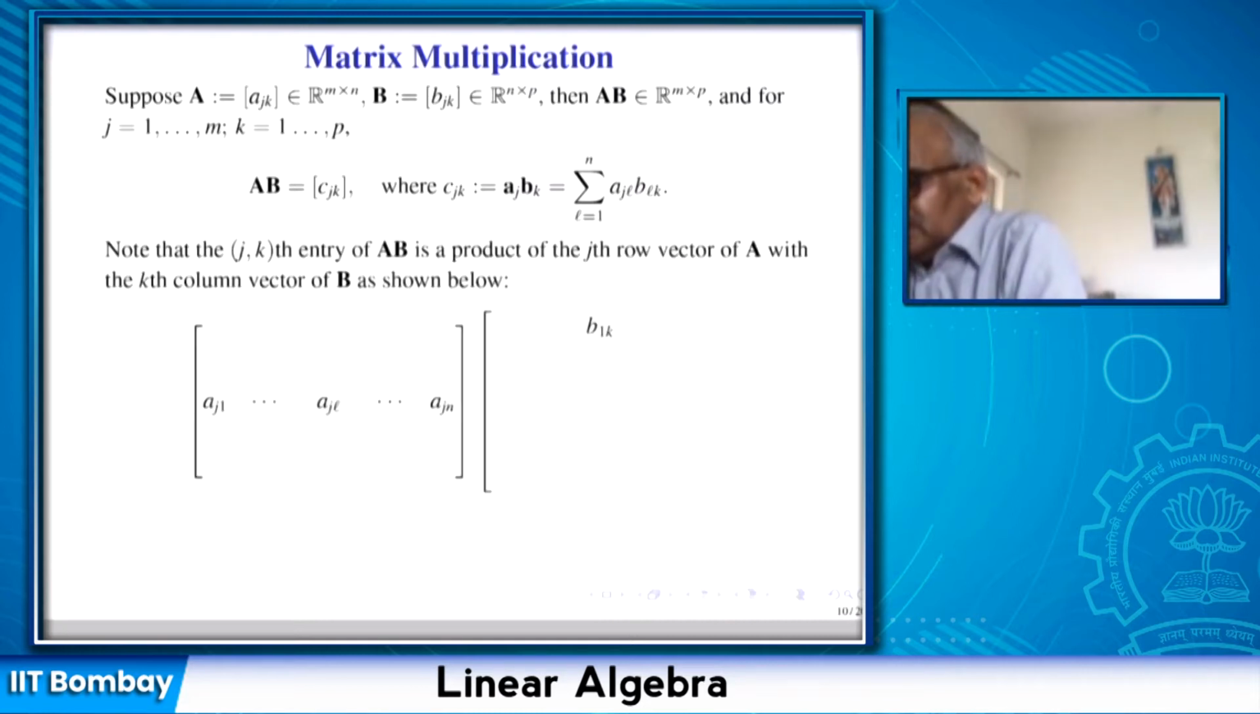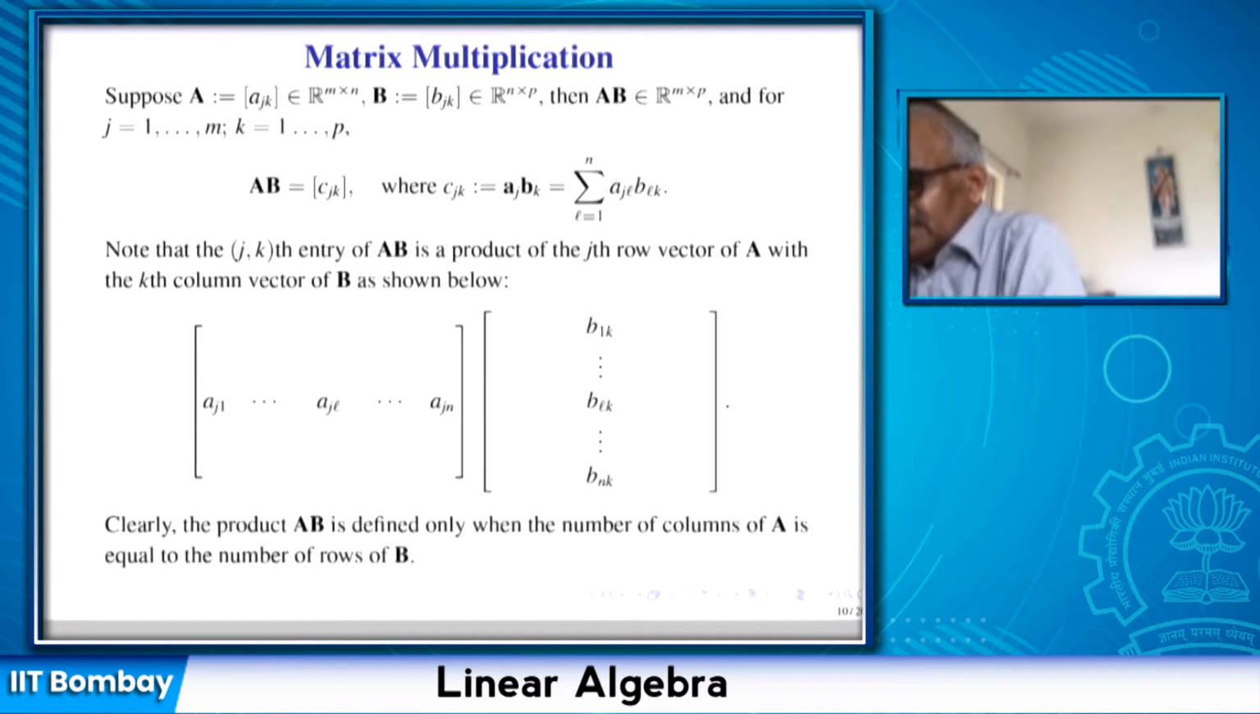So this is, in terms of notation, what I just said. Display the jth row Aj1, ..., Ajl, ..., Ajn of A. Display the kth column. Take the dot product, that is Aj1 B1k plus Aj2 B2k, etc., and add them. Then you get the jkth entry, which we write as Cjk.